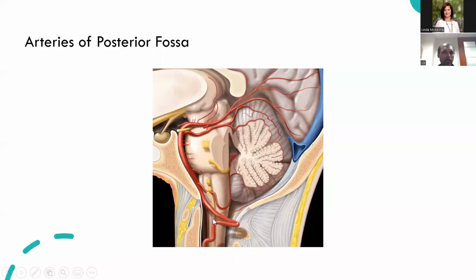Here's a cartoon rendition of the same thing, which I think is helpful as well. So this down here is PICA. This up here is the SCA, and then the very top of the basilar is going to be the PCA. And you can see here, just to start thinking about it, the PCA is going to be supplying your occipital lobes, and your SCA is supplying the superior cerebellum.